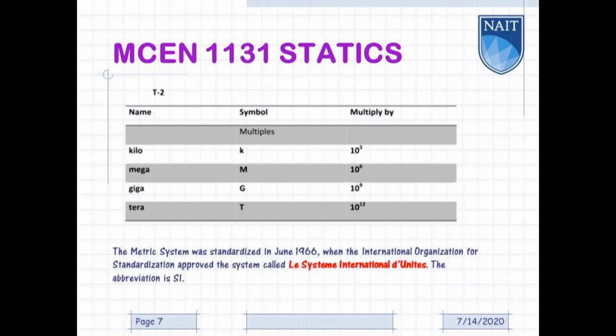The metric system was standardized in June of 1966 when the International Organization for Standardization approved the system, calling it Le Système International des Unités. The abbreviation is SI. Please review the standard naming conventions above.